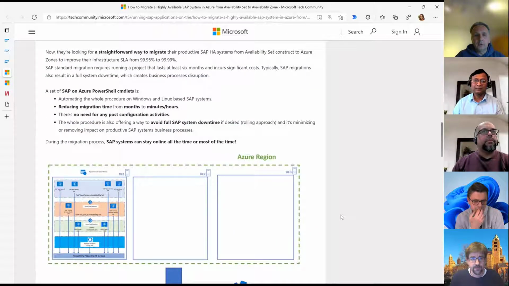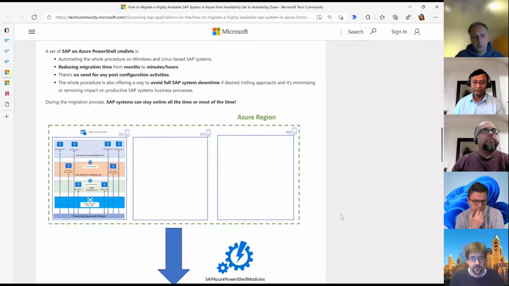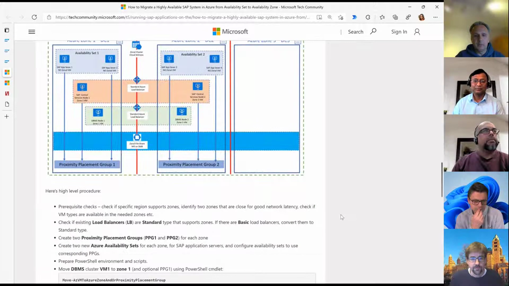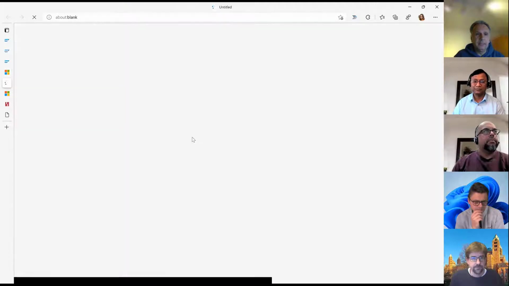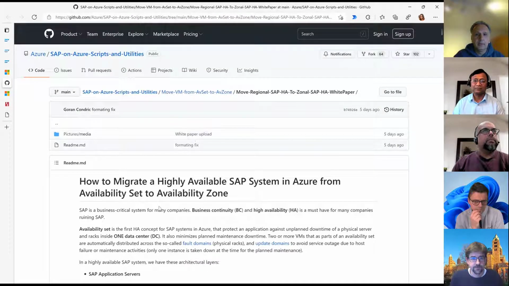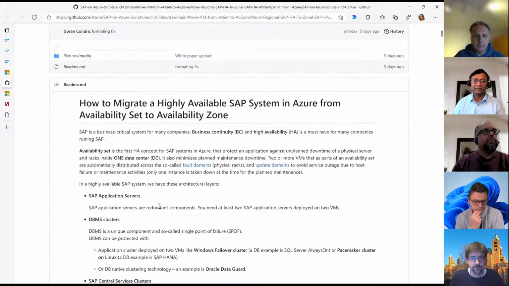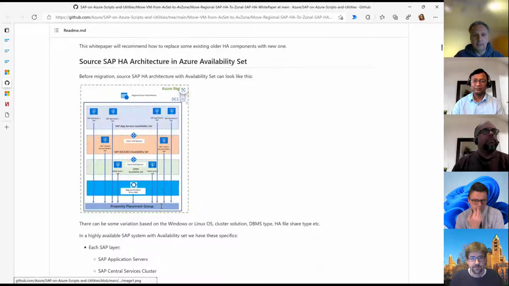That was the motivation to develop the scripts, which would do the job. It was also a lot of work. At the bottom there is a link to the white paper, which goes into great detail on how to do it and how to potentially avoid the downtime if needed or wanted. It's on GitHub, a very long document which goes into very detail.